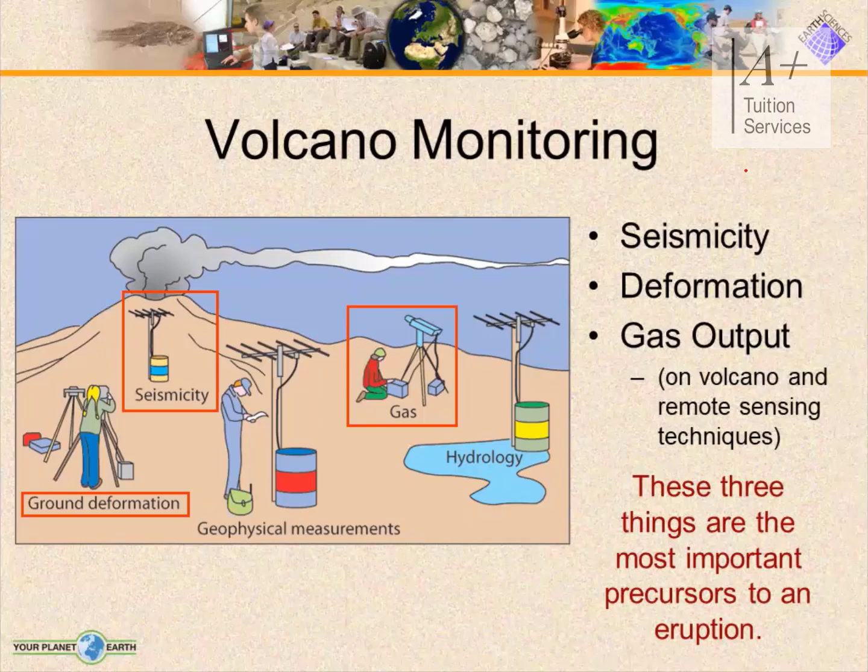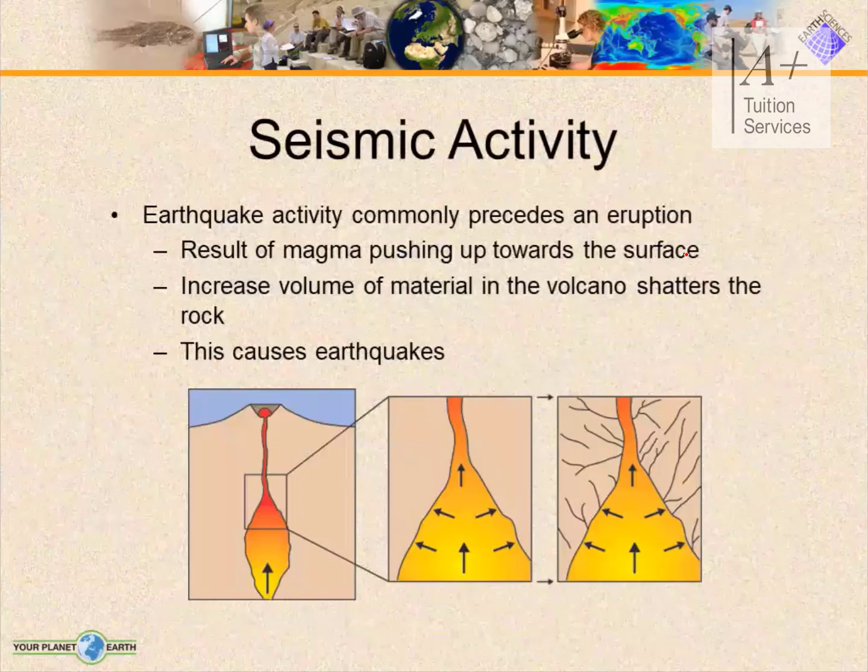Seismic activity, deformation, and gas output on a volcano, along with remote sensing techniques. These are the most important precursors to an eruption, right? So seismic activity, deformation or shifts in the land, and the gas output are three things that we use to monitor if a volcano is going to erupt.